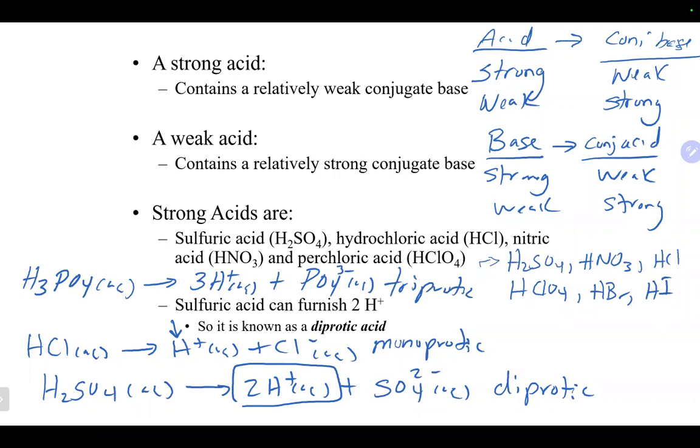Now, although a lot of times we will look at the overall reaction, especially for something that's diprotic or triprotic, where it gives away 2 hydrogens or 3 hydrogens, it is important to remember that it actually occurs 1 hydrogen at a time. So something like sulfuric acid will not just give away both hydrogens all at once. It's a stepwise process.